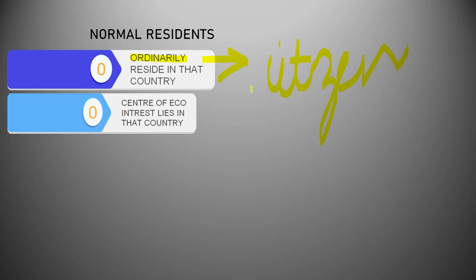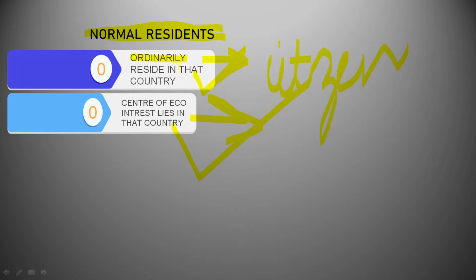Center of economic interest means they carry out all the economic activities like production, purchase, and all these things in that particular country which they are normal residents of. So if they fulfill these two conditions, that means they are the normal residents of a country.